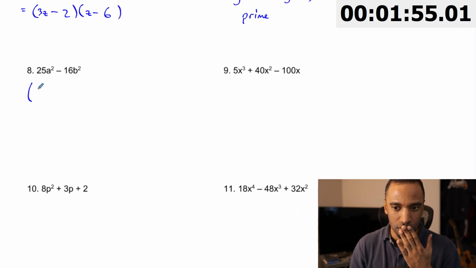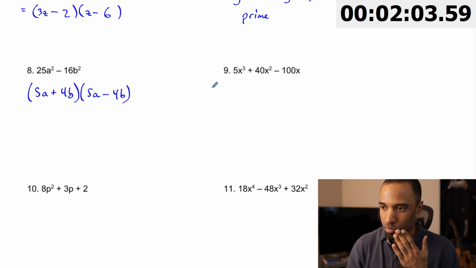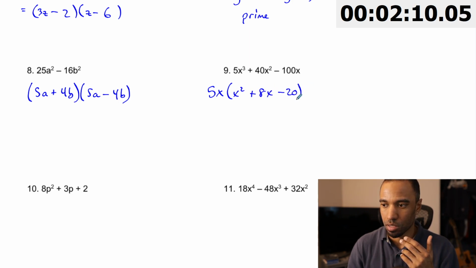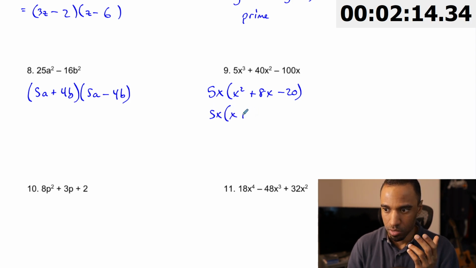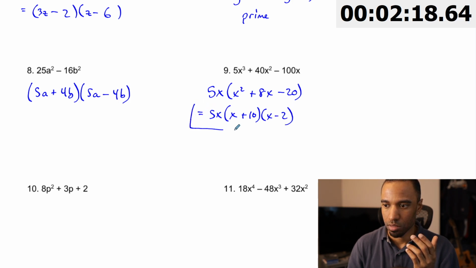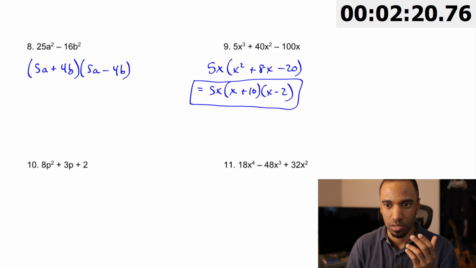Okay. 5, 5. Okay. x minus 20. 5x, x, plus 10, minus 2. Okay. I'll box that because that's the answer.